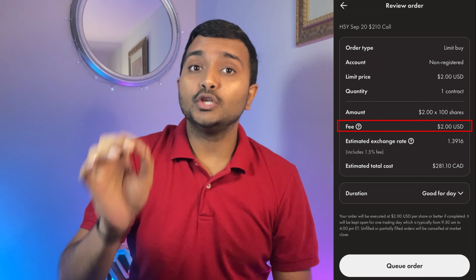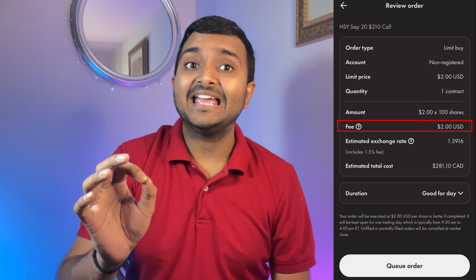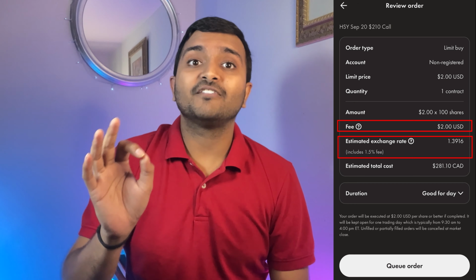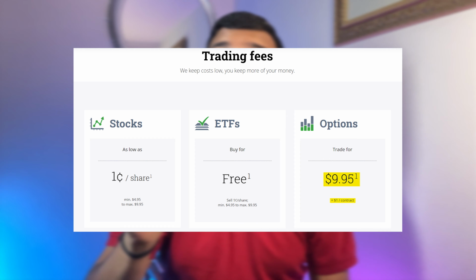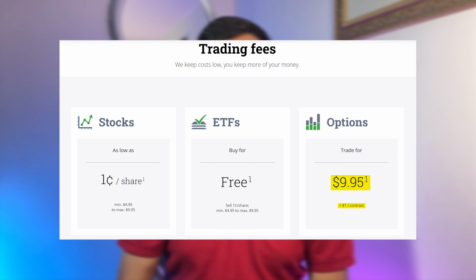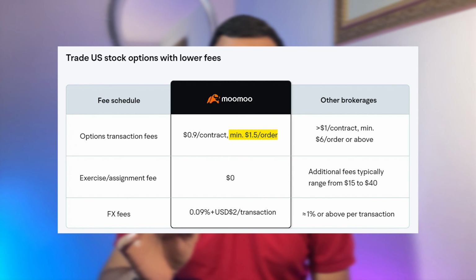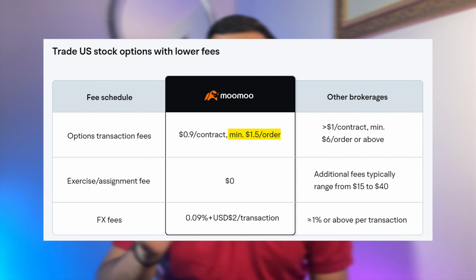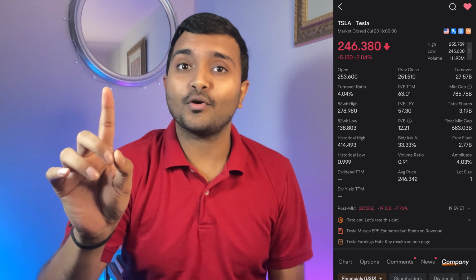Now let's talk about the options. So for options on Wealthsimple, you will be charged $2 USD per contract plus the 1.5% currency conversion fee. Whereas for Questrade, it charges around 9.95 plus $1 per contract, which totals around $10.95. And this is significantly higher compared to Moomoo, which charges a minimum of $1.5 per contract. Again, I encourage you to check the fees online on each broker's website so you will get the clarity on which broker is cheaper for you. So the first point was about the fees.